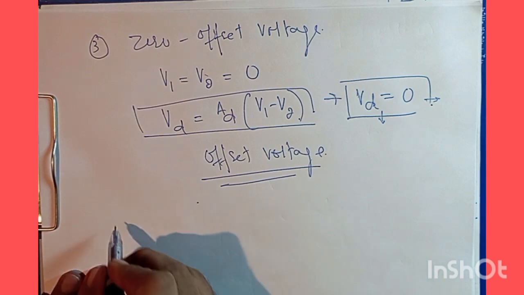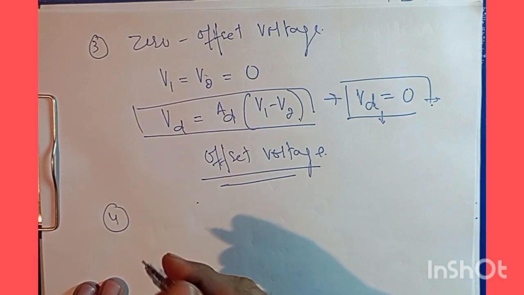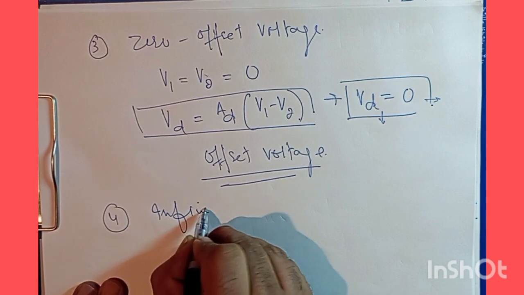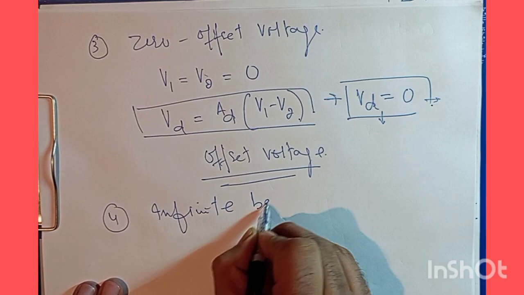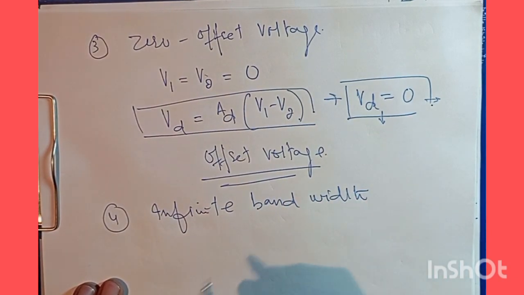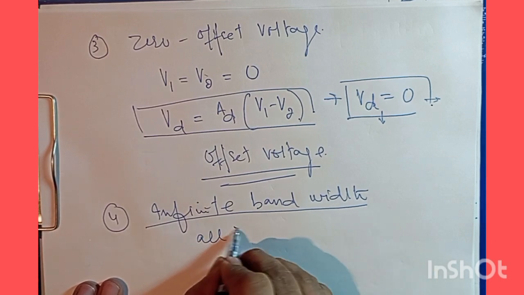Now there is another important characteristic linked with this operational amplifier: for an ideal operational amplifier, it must have infinite bandwidth. That means it should be capable of amplifying all the frequencies.